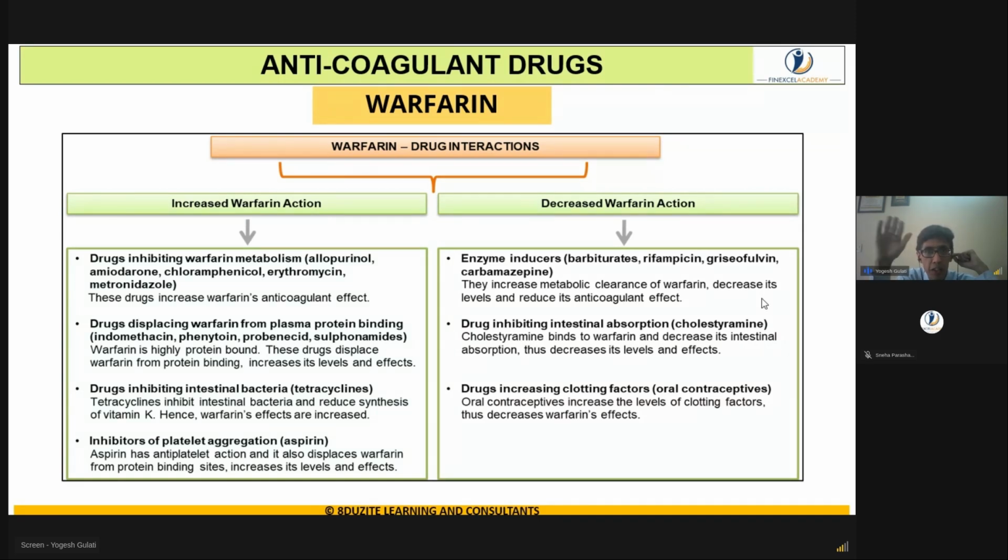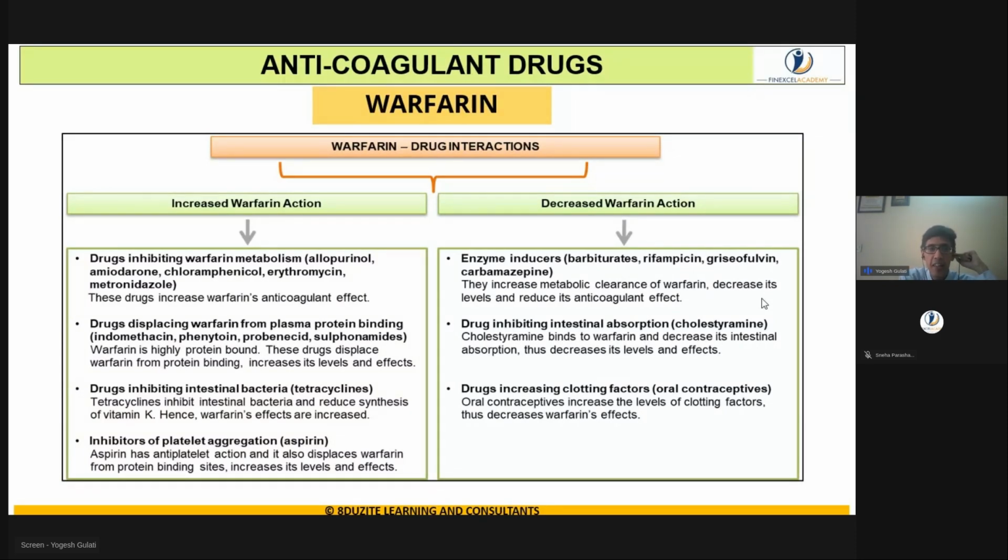Vitamin K, if it goes down in the body, we just talked about that warfarin is blocking activation of vitamin K in the liver, and vitamin K supply goes off. Obviously, warfarin action will be increased. So this is the third group. And the fourth is aspirin, because aspirin has antiplatelet action, and it also displaces warfarin from protein binding site. It is an NSAID, so it increases the levels and effects of warfarin.